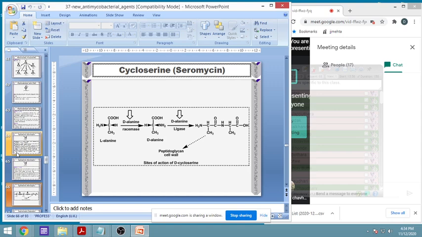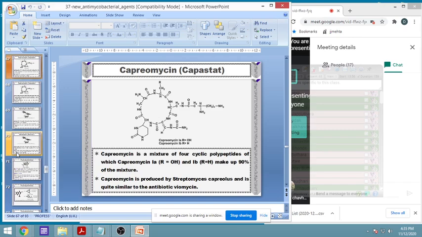So where D-cycloserine acts, it competes with D-alanine ligase, and it gets incorporated instead of D-alanine, and accordingly it forms a faulty structure which is not strong enough. Then next is capreomycin.